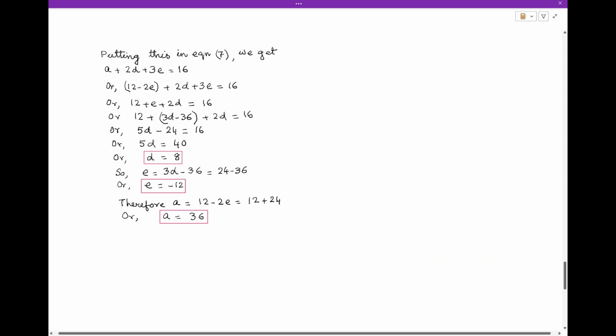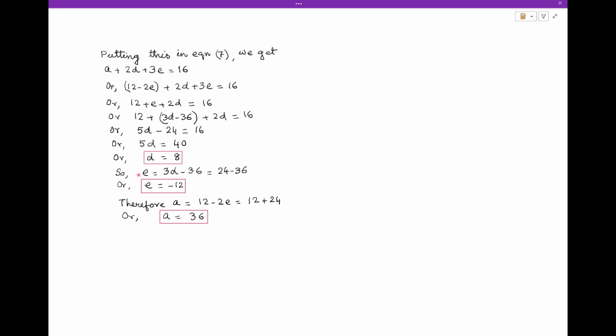Putting this in equation 7, we get A plus 2D plus 3E is equal to 16, or 12 minus 2E plus 2D plus 3E is equal to 16, or 12 plus E plus 2D is equal to 16, or 12 plus 3D minus 36 plus 2D is equal to 16, or 5D minus 24 is 16, or 5D is equal to 40. Therefore, D is equal to 8.